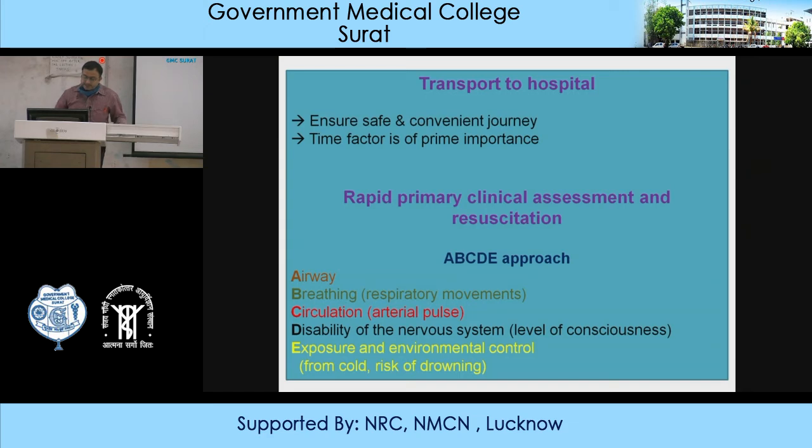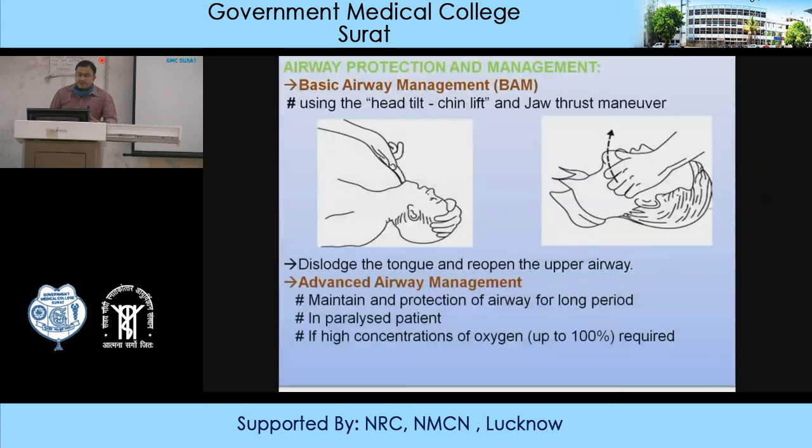A means airway, B means breathing, C means circulation, D means disability of the nervous system, E means exposure and environmental control from cold, risk of drowning. Airway protection and management: basic airway management using the head tilt, chin lift and jaw thrust maneuver to dislodge the tongue and reopen the upper airway. Advanced airway management: maintain and protect the airway for a long period in a paralyzed patient, if a high concentration of oxygen up to 100% is required.